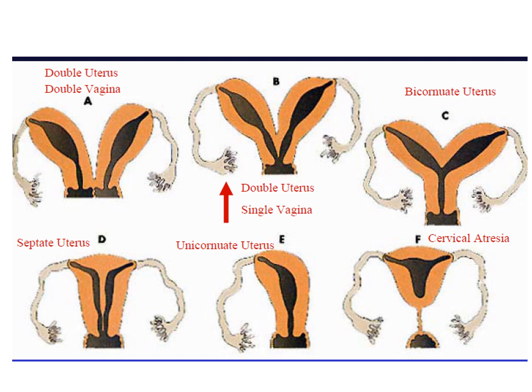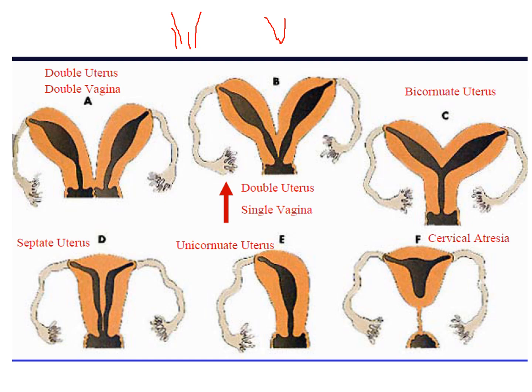What happens if the paramesonephric ducts are not fused? They can form two uteri like this, and this is called double uterus. Sometimes they fuse down, but the upper part remains separate like this one, and this is called double uterus, single vagina. And here we have double uterus, double vagina.